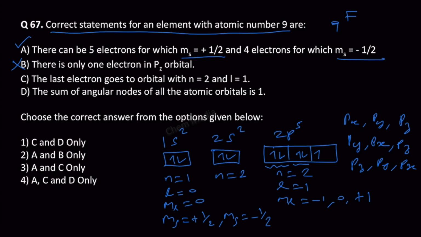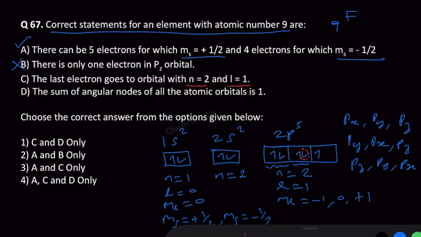And then statement C says the last electron goes to orbital with n equal to 2, L equal to 1. This is correct because here they are talking about this electron. So, if we are taking this electron into account, the principal quantum number is 2 and the angular momentum quantum number is 1. Therefore, statement C is definitely correct.